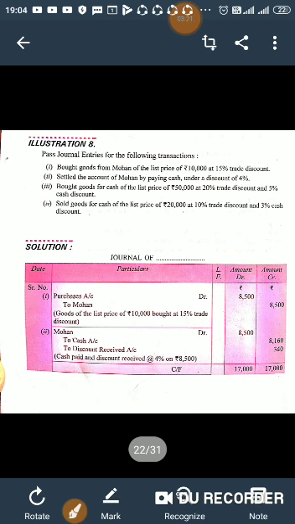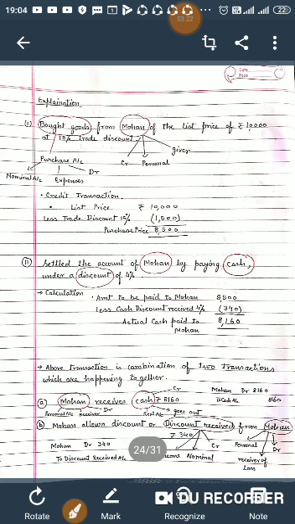Now take the second transaction: settle the account of Mohan by paying cash under a discount of 4%. In the first transaction you purchased goods from Mohan on credit, meaning you haven't made payment to him. In the second transaction you are making payment to him and you are also receiving a discount.